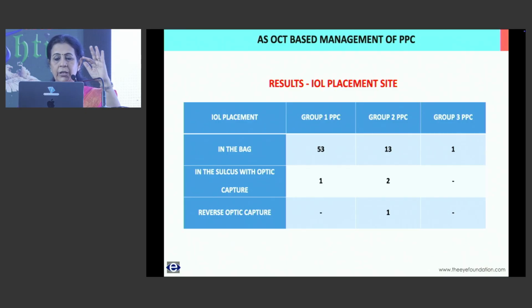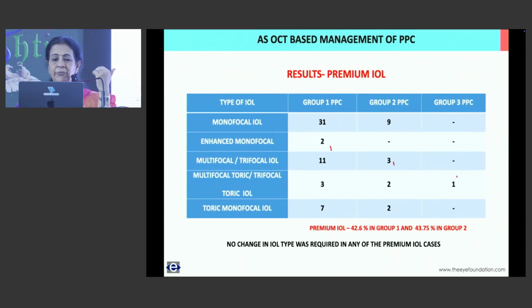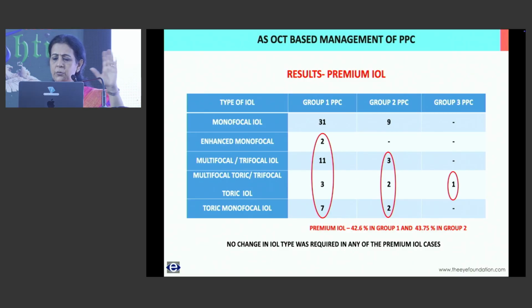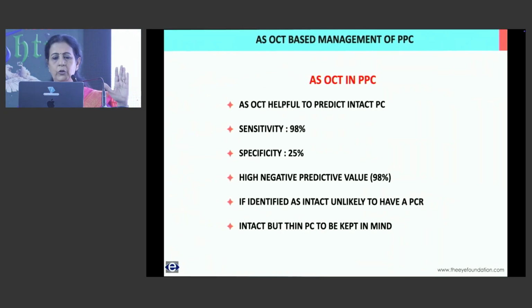In group 2, 13 of them could be placed in the bag, and only in 3 of them an optic capture and reverse optic capture was done. And the most interesting thing is we had promised premium IOLs to all of those patients, and in spite of it being a polar cataract, we did not have to change the IOL and we could place the IOL.